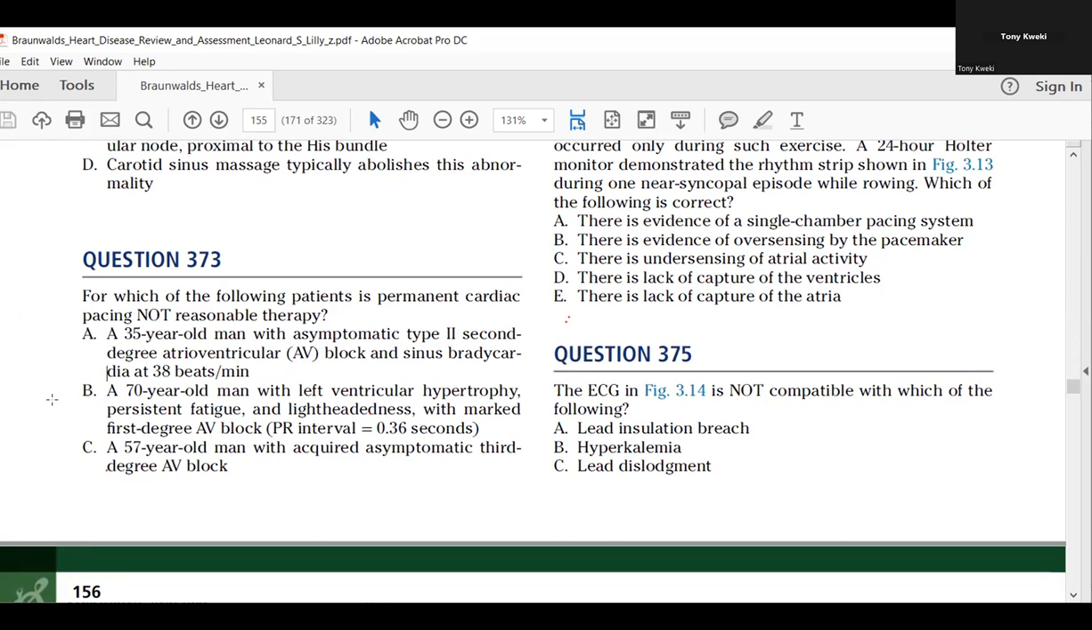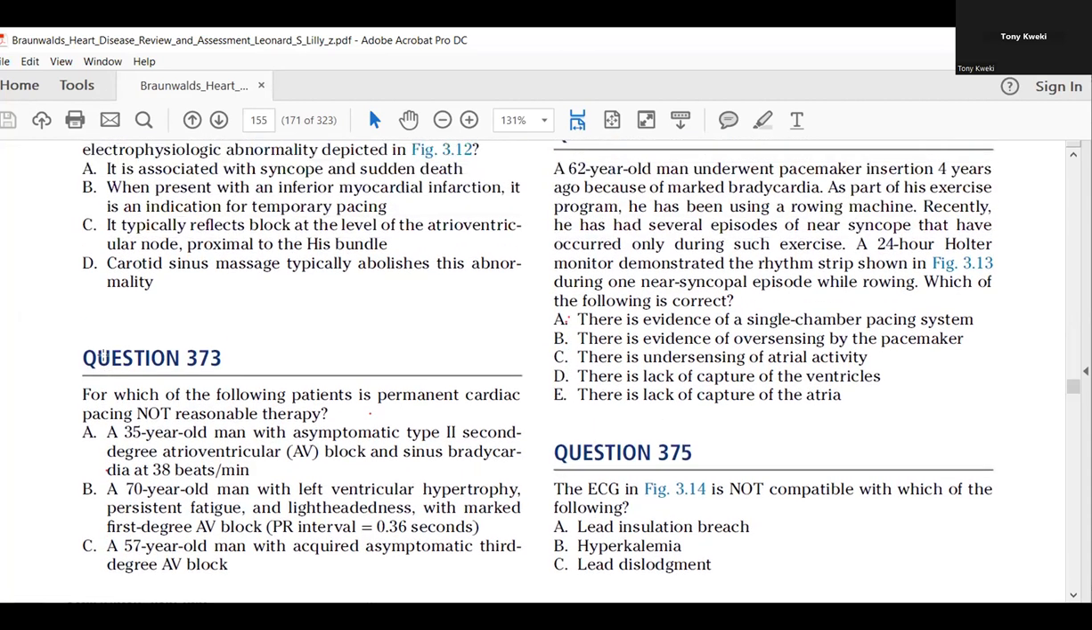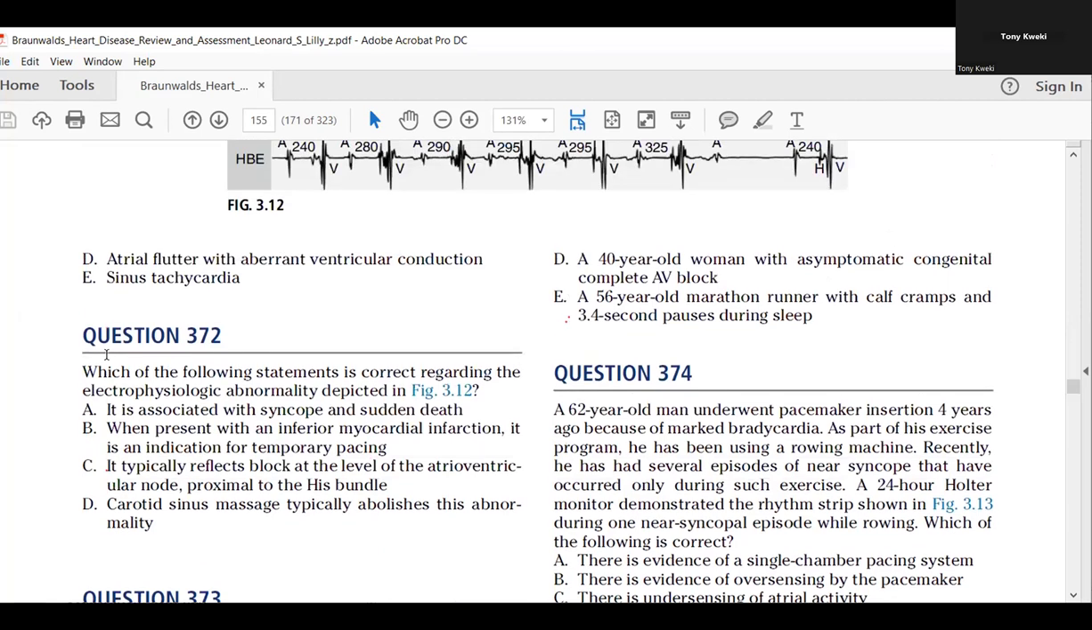The second is a 70-year-old man with LVH, persistent fatigue, and lightheadedness with marked first-degree AV block, with a PR interval of 0.36 seconds. Then a 57-year-old man with acquired asymptomatic third-degree AV block. Then a 40-year-old woman with asymptomatic congenital AV block. And then a 56-year-old marathon runner with calf cramps and 3.4 second pauses during sleep.